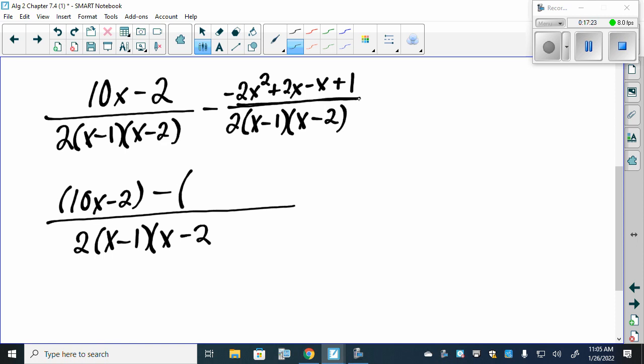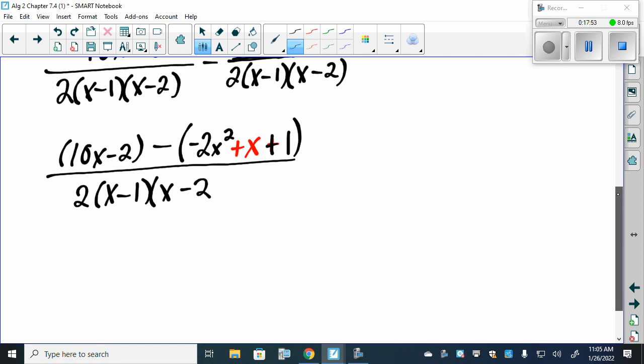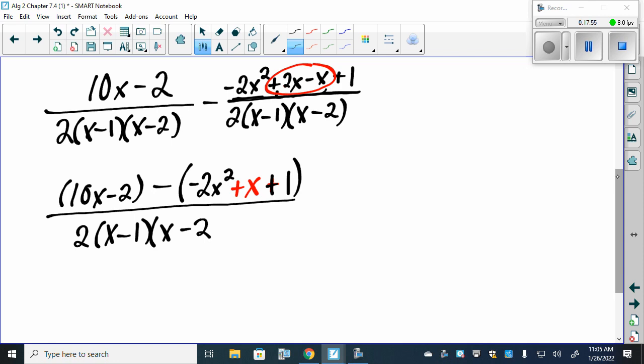This here. Well, the negative 2x squared is by itself. But we do have that the 2x minus x, those are like terms. What is 2x minus x? Just x. Then we have plus 1. So any questions on this here? Are we comfortable with doing those two steps kind of in one? All right.